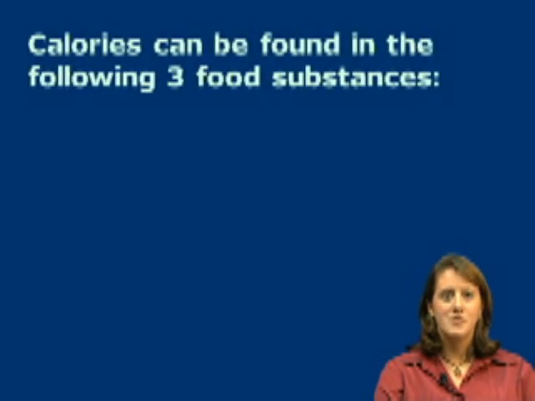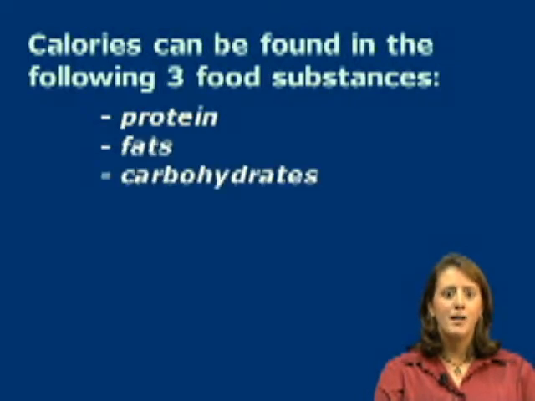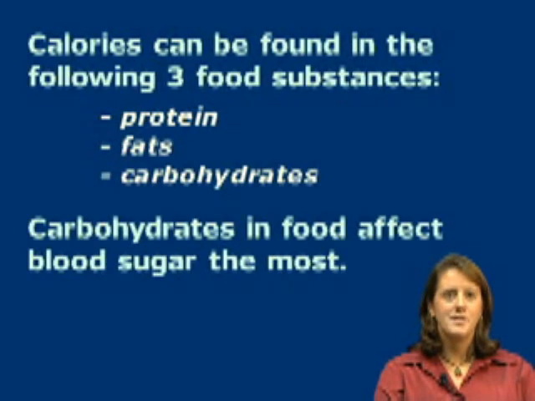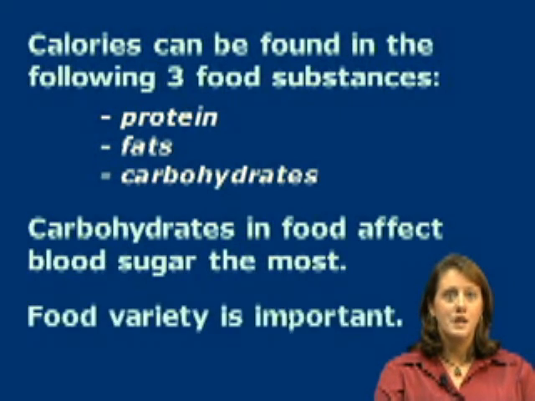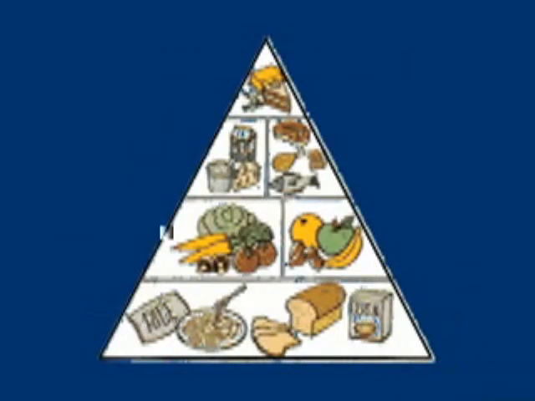There are three substances in food that contain calories. These are protein, fat, and carbohydrates. But we already know that it is the carbohydrates in food that affect the blood sugar the most. Eating a variety of food is important so that you can get all the nutrients that your body needs. First, we will start by looking at the food guide pyramid.